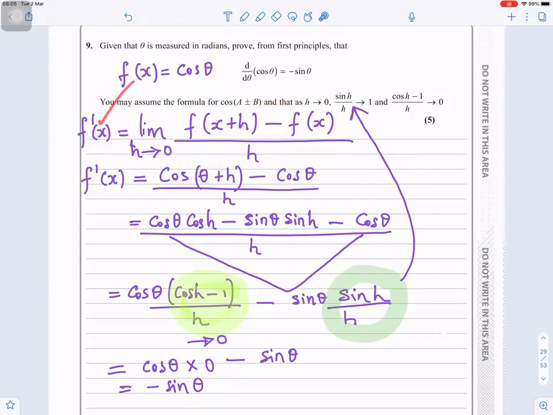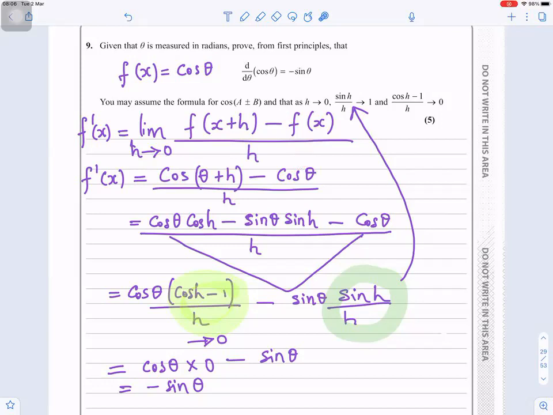f dash of x is given as the limit as h tends to 0 of f of x plus h. Remember, we've added h to it. Just f of x plus h minus f of x, divided by h. So f of x is cos theta. So we'll have cos of theta plus h, minus f of x, which is cos theta, divided by h.